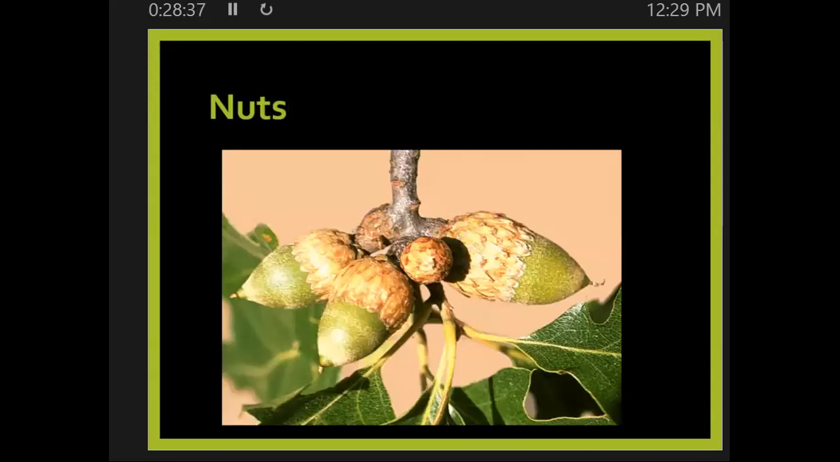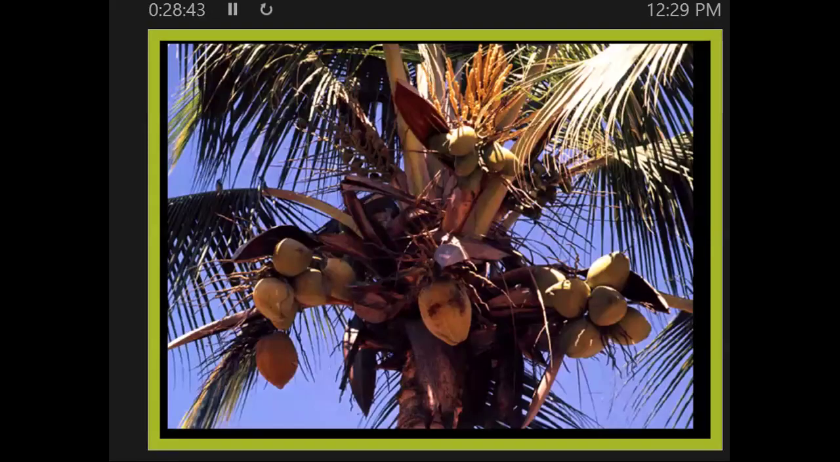Nuts. Coconut, again. Well designed, actually. When you look at the coconut that you get in the store, by the way, it is not what it looks like on the tree. They've removed parts of it so that it's easier for shipping. It's lighter.